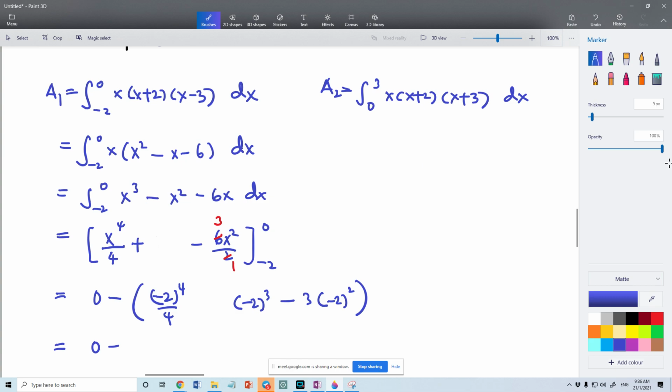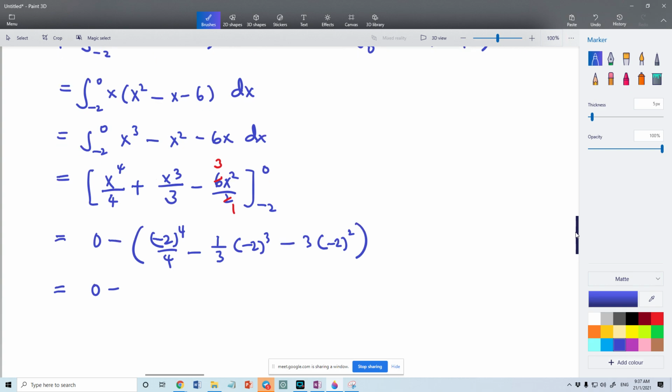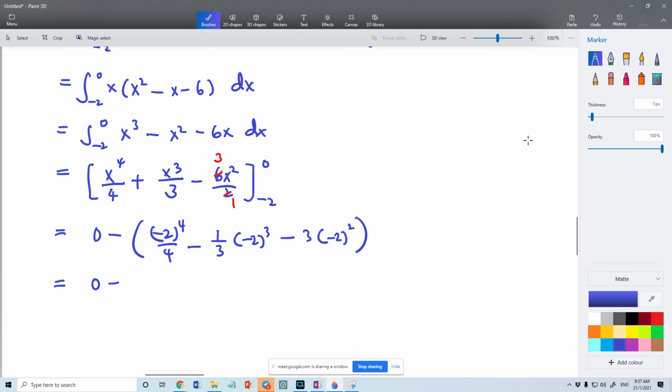And then here it becomes x power of 3 over 3, and then minus 1 over 3 x power of 3. Okay, sorry for the correction. I made this mistake earlier.